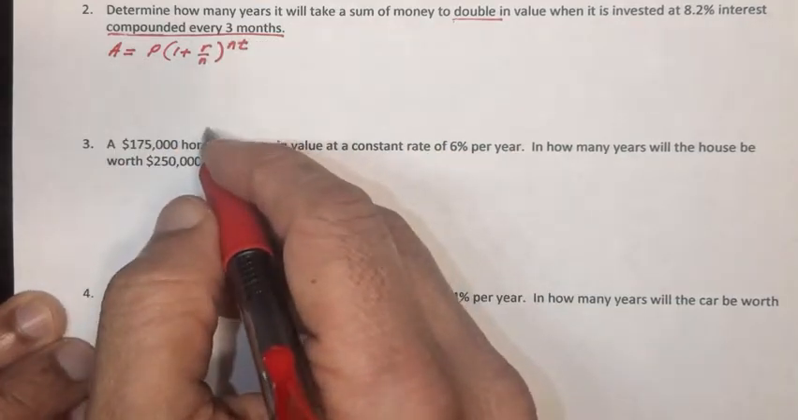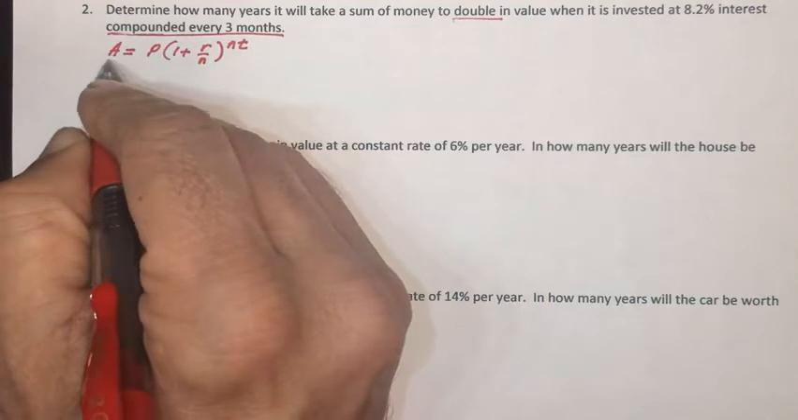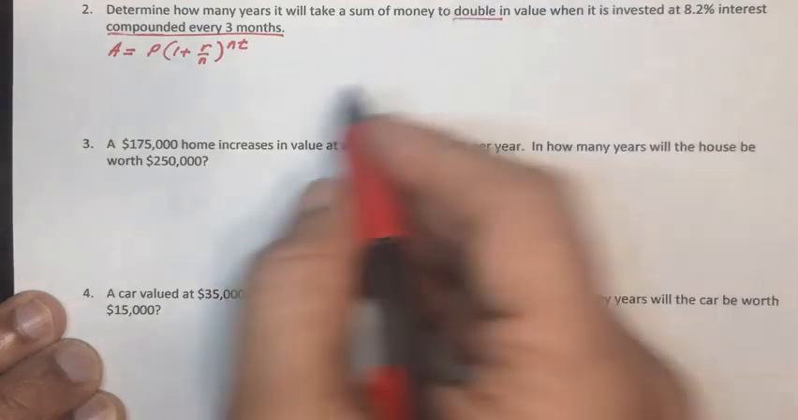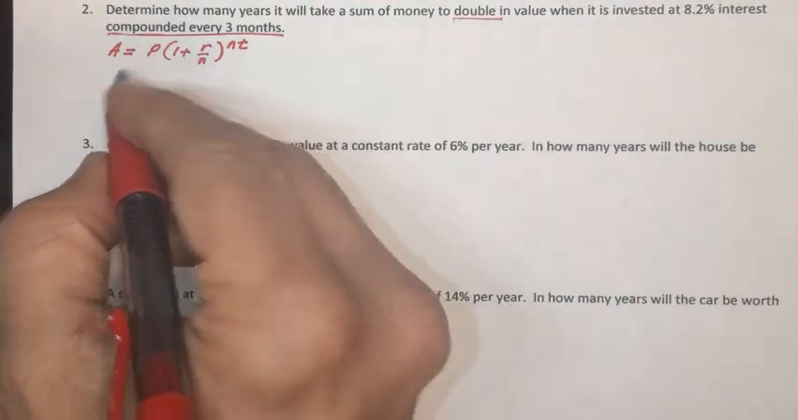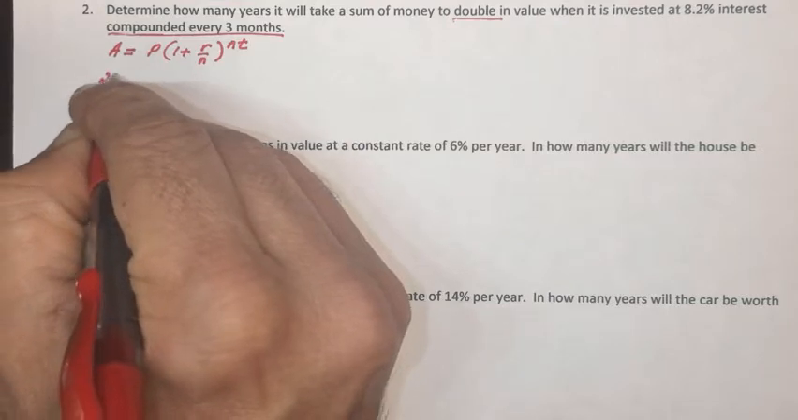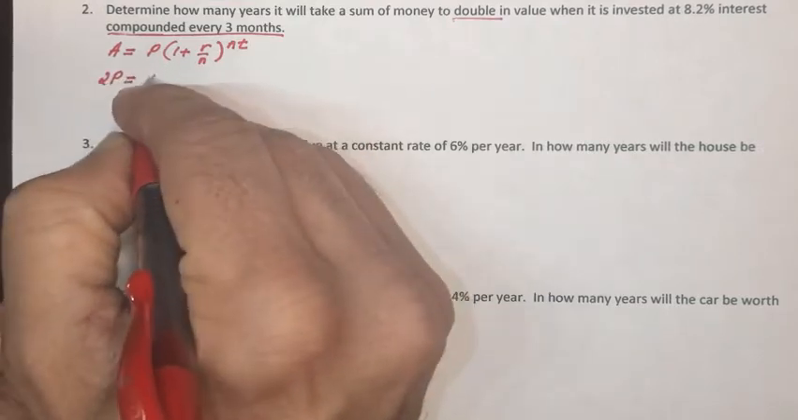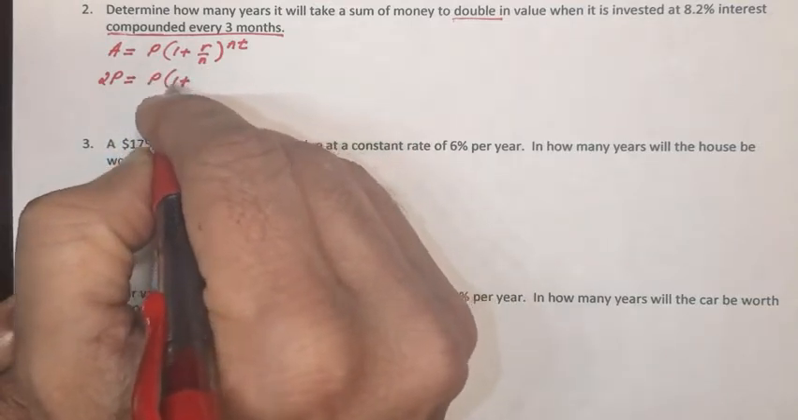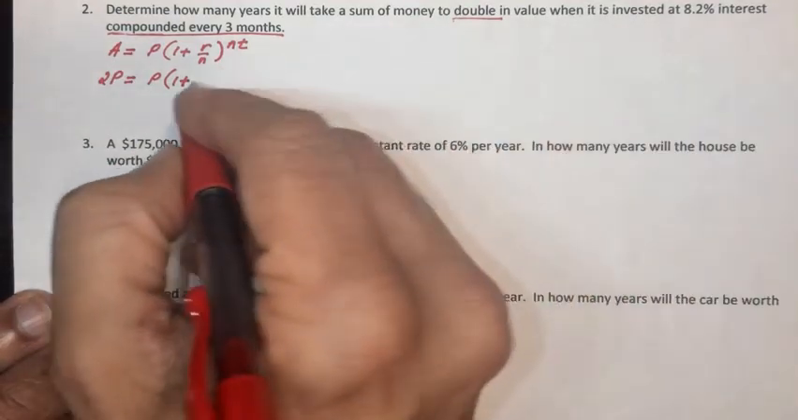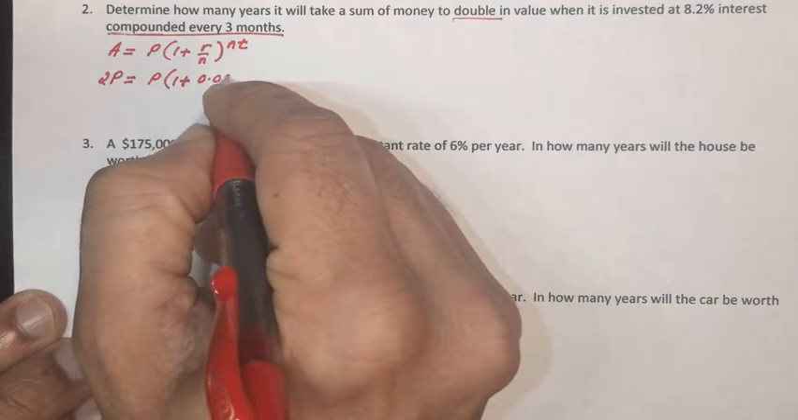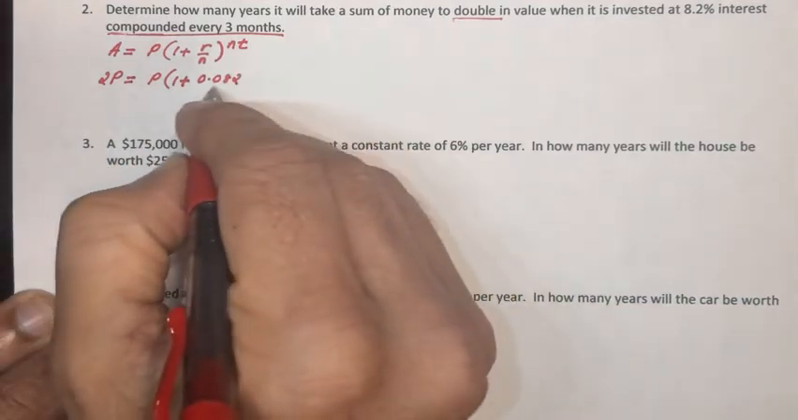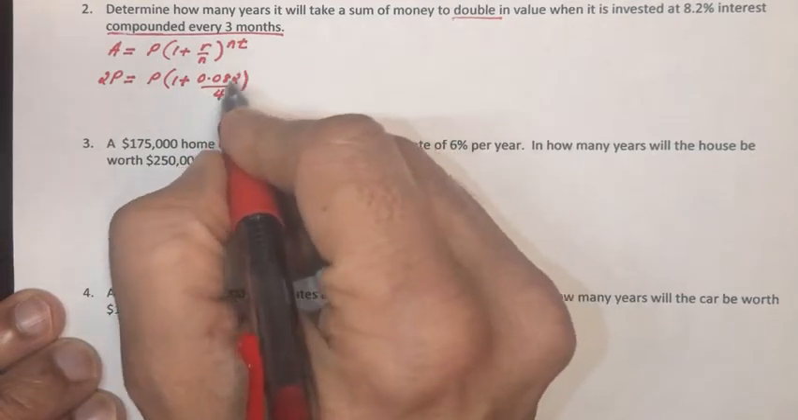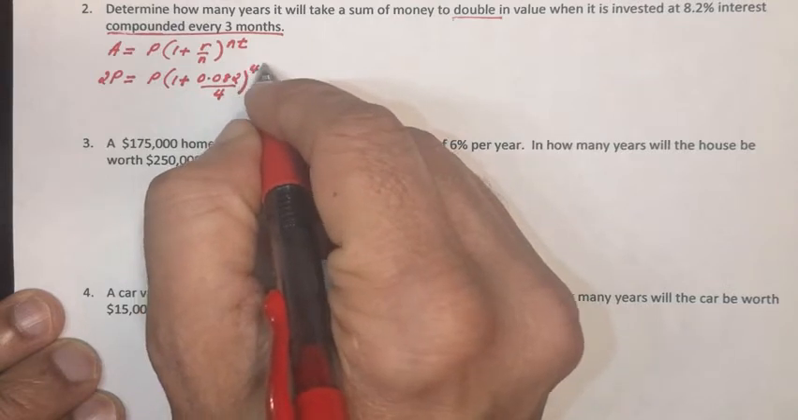We got the values. A is actually, we know the money is supposed to be doubled in the time period, so A becomes twice P because it is doubled. So 2P is equal to P times 1 plus 8.2% is 0.082, which is supposed to be divided by 4 because we know it is to the power of 4t, and again that 4 goes over there, that is 4 times t.